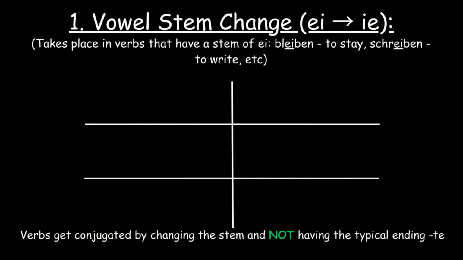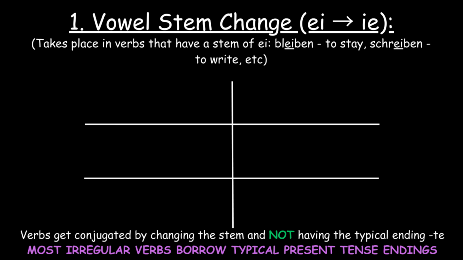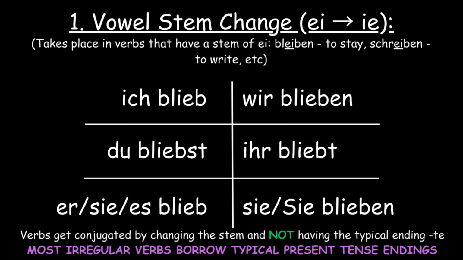In addition to having a stem change, most irregular verbs borrow typical present tense endings. However, do not confuse the endings in the present tense because such conjugations are in the Präteritum. So, bleiben in the Präteritum will look like this. Ich blieb. Du bliebst. Sie, es blieb. Wir blieben. Ihr bliebt. Sie blieben.